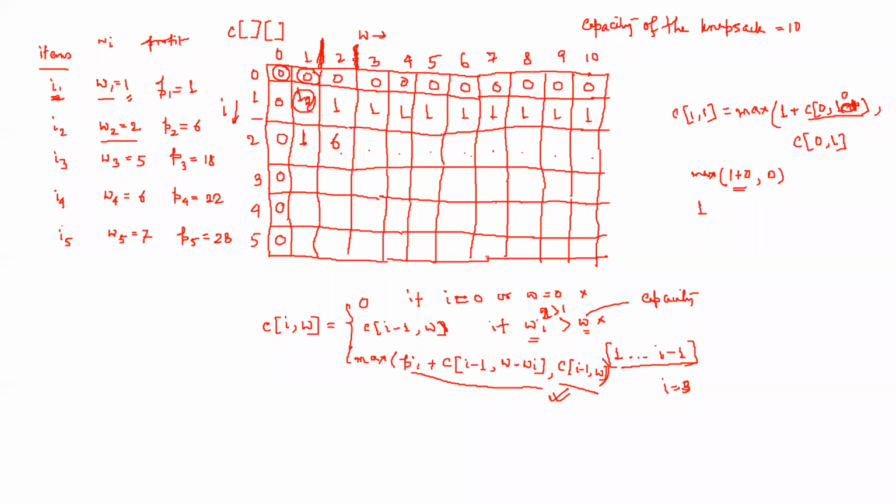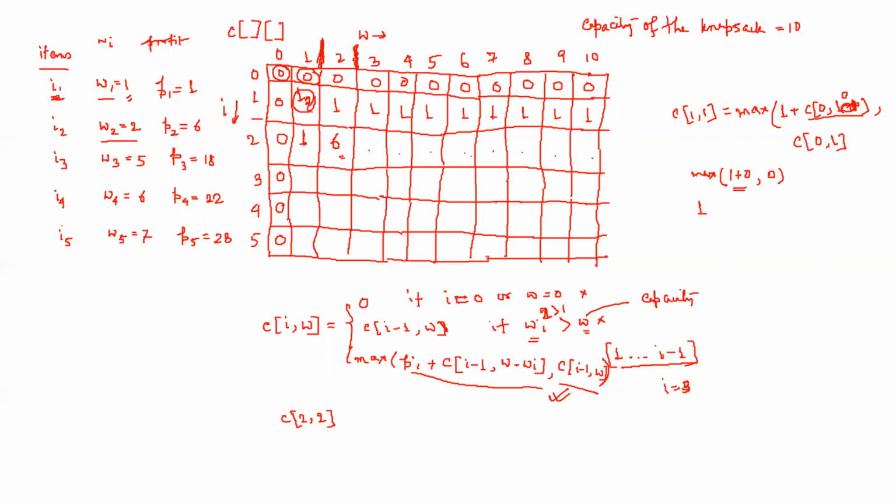So how will this value be calculated by this equation? Here W equals the capacity of the knapsack, which for this cell is 2. We are going to fill this position, so the cell is C22. I equals 0 or W equals 0. This condition is false, so it will not be 0. Now we will go to the next position.